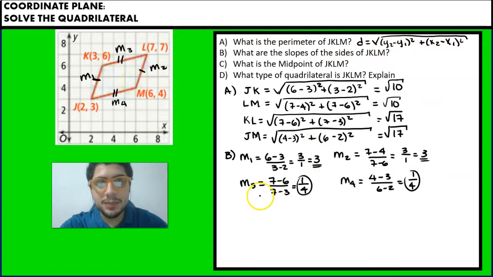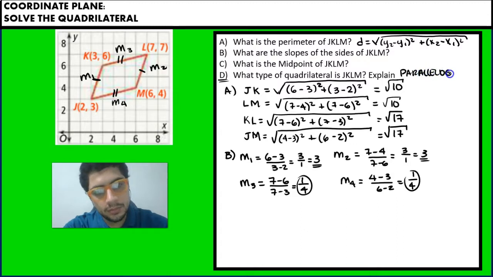So this basically means that we can already solve question D, which says what type of quadrilateral is JKLM? Well, JKLM is going to be a parallelogram because we see that the opposite sides are parallel.